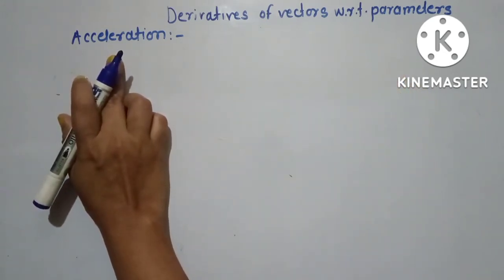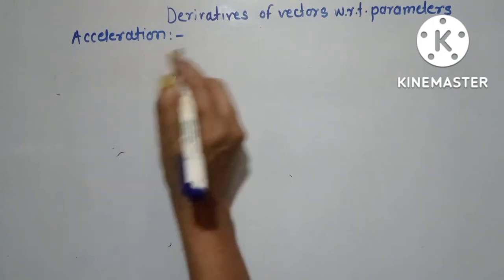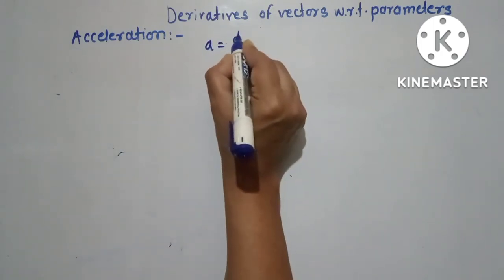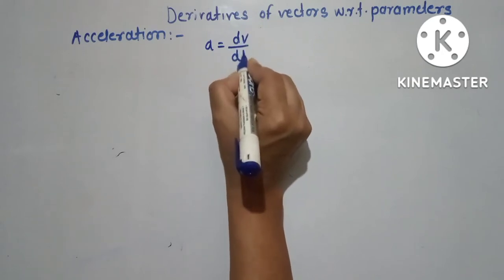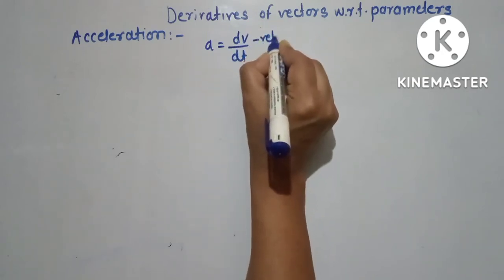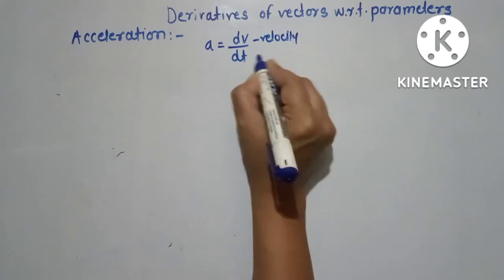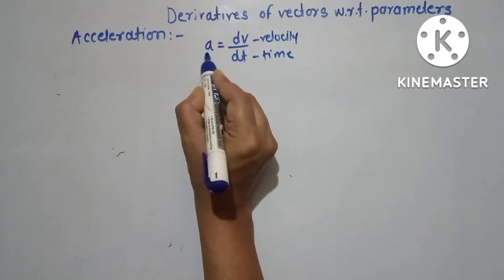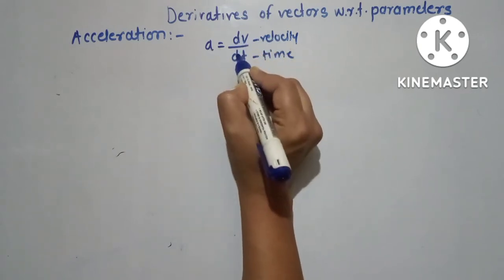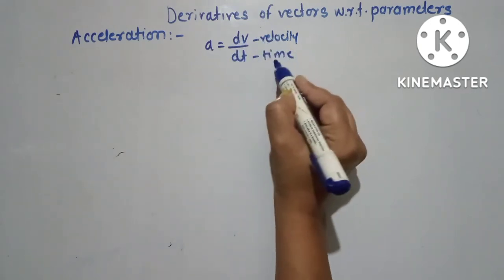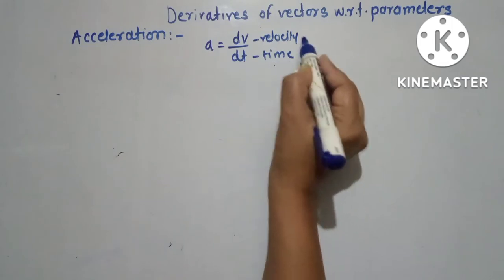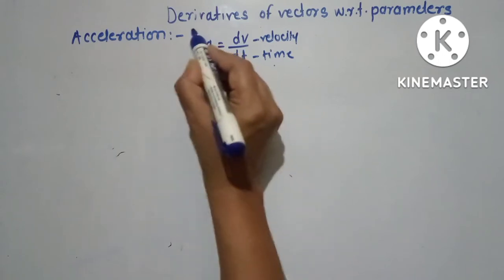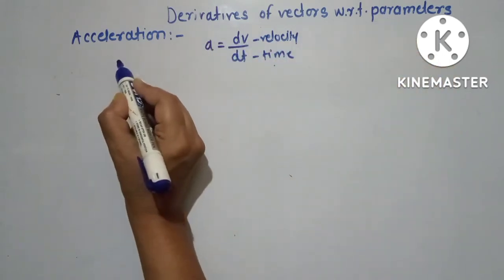Similarly, in this lecture, we are going to see acceleration. We know the formula for acceleration: a is nothing but dv upon dt. Here v is the velocity and t is the time. So we can say that acceleration is the derivative of the velocity with respect to time. We already know these formulas, but in this lecture we are going to study acceleration in the form of vectors.